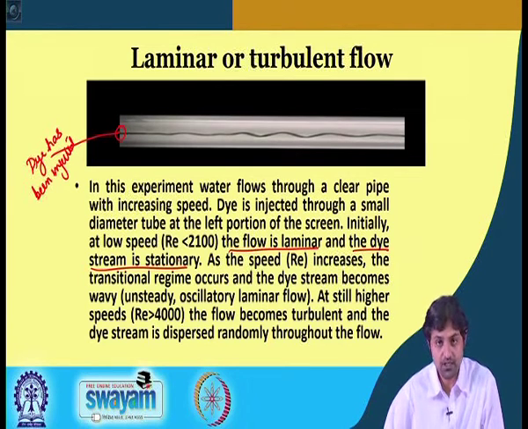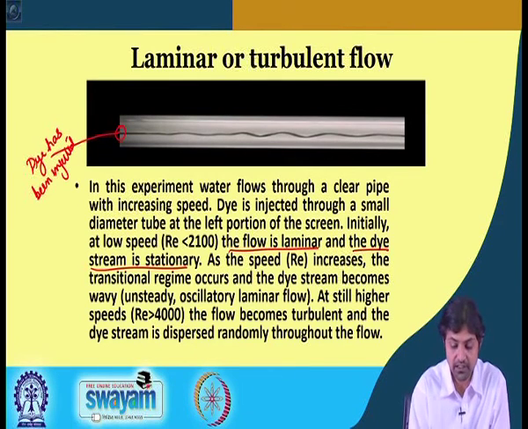Now as the speed and consequently the Reynolds number increases, the transitional regime occurs and the dye stream becomes wavy. It becomes unsteady and oscillatory. So in transition, you would see in the video that it becomes wavy, a little bit of something like this.